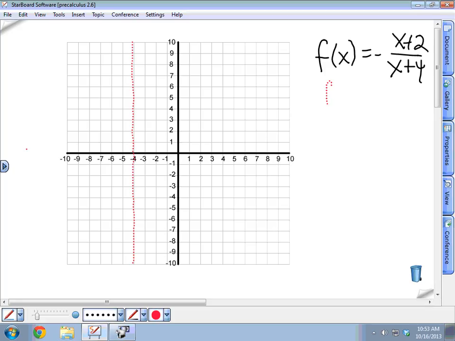If you need to do an extra step, you can say negative x minus 2 over x plus 4, because you can distribute the negative in if that makes it easier to see. But yeah, the coefficient of x is negative 1. So there's your horizontal asymptote, and it's at the line y equals negative 1. So that's all you have.